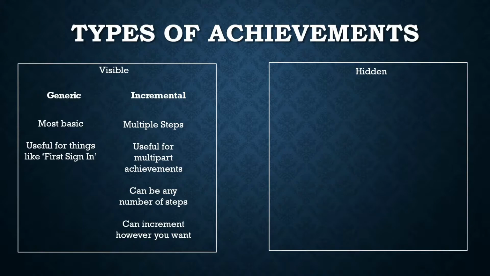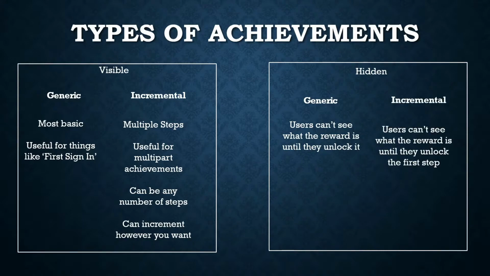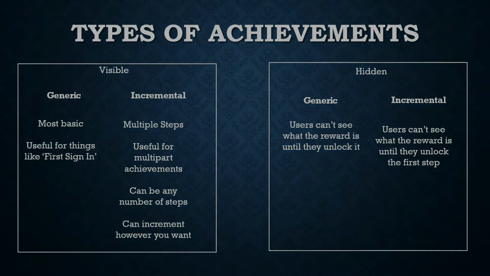So we're going to be creating a hidden generic achievement and then a hidden incremental achievement as well. And then the last parts will just be pulling back some extra information. You can see the list of achievements, you can see some descriptions, and then also showing the achievement window as well. So let's just quickly go through and update some of the information that we have here.